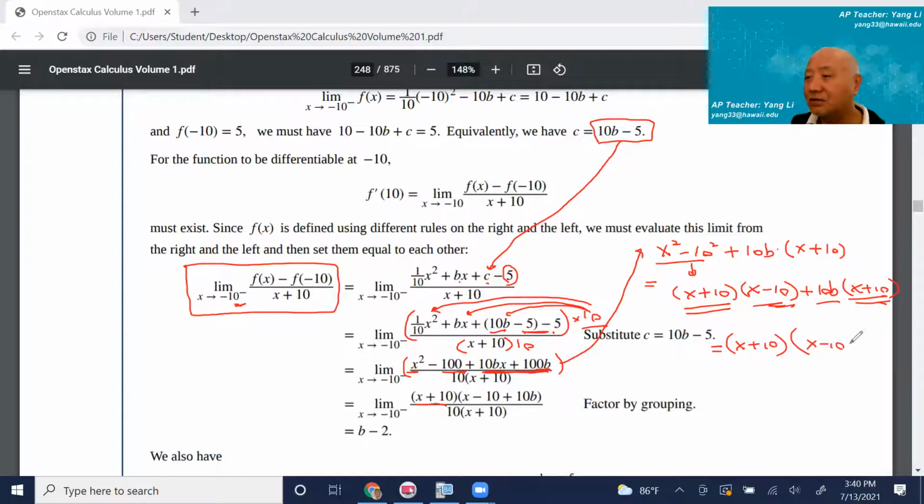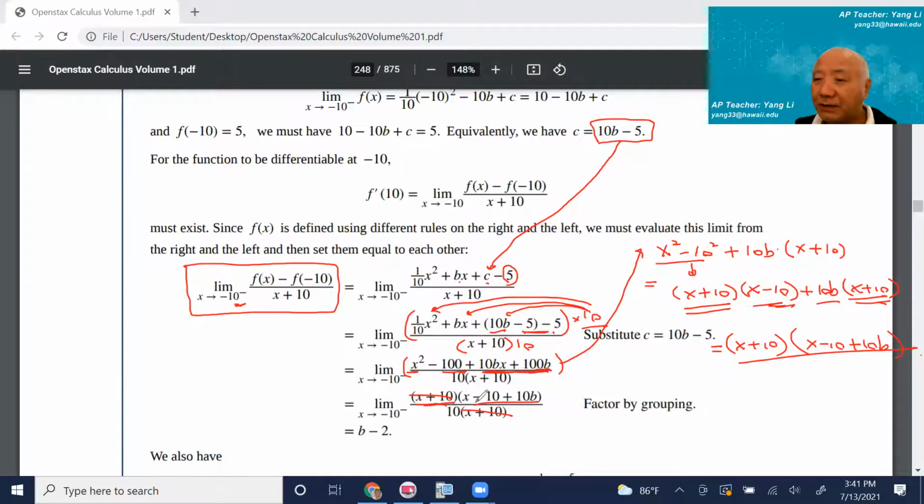And then here should be plus 10b, like this. You see, they got this one times this one, same as this. Now, you see here, you can cancel this one. Because x approaches -10, -10 plus 10 is 0. Denominator equals 0, that's not good, right? So you have to cancel first. And then you plug in, okay?